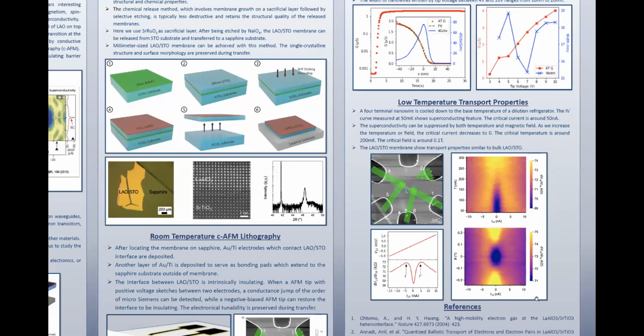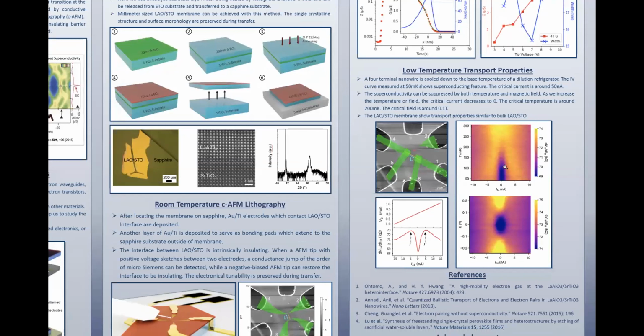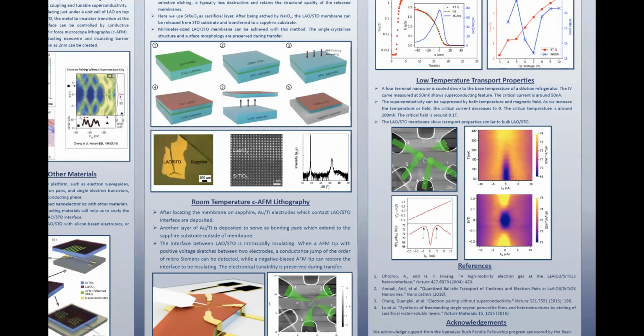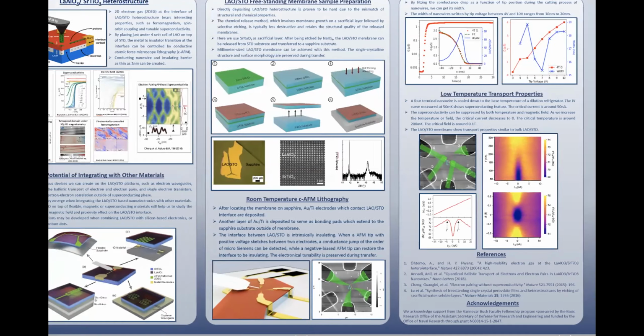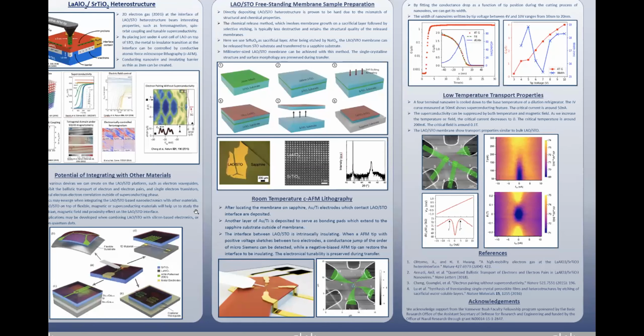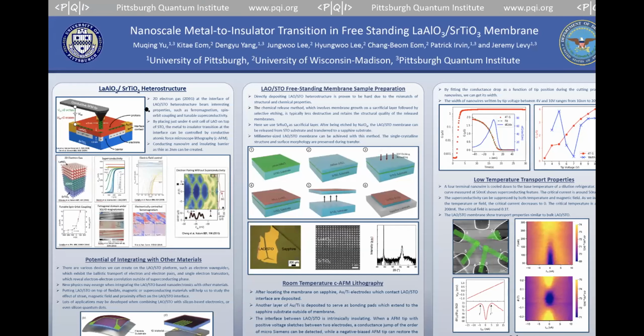And this last part is to show that our nanowire is able to survive down to millikelvin temperatures, and at low temperature, it can show some superconducting feature, just like the bulk LUSTO. So in conclusion, we achieve a transferable and reconfigurable 2D electron gas at the LUSTO interface, ready to be transferred to other substrates. Thanks.